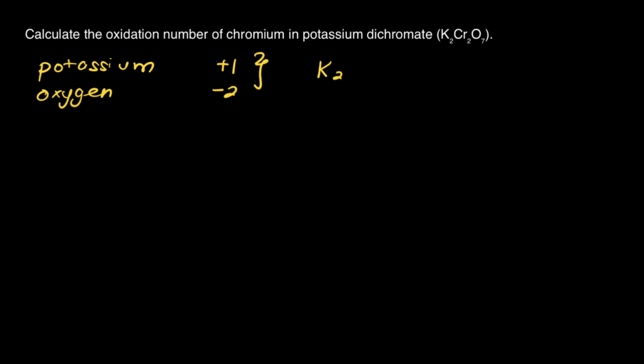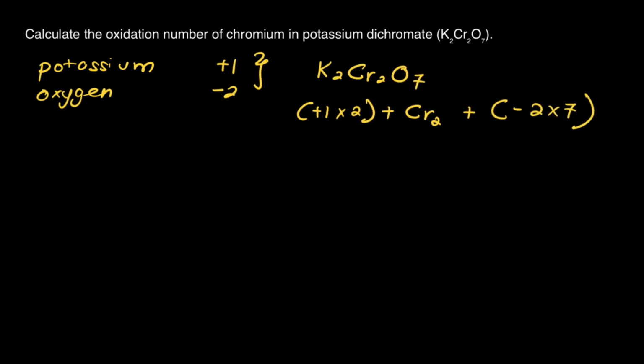So we have K2Cr2O7. So the potassium is positive 1 times 2 plus chromium plus negative 2 times 7. Because this potassium dichromate has no charge, the summation of this should be equivalent to 0.